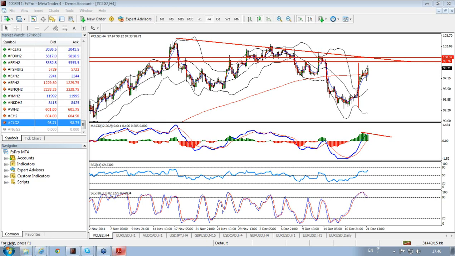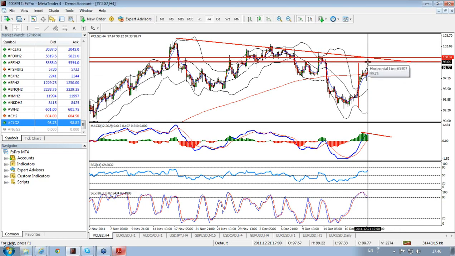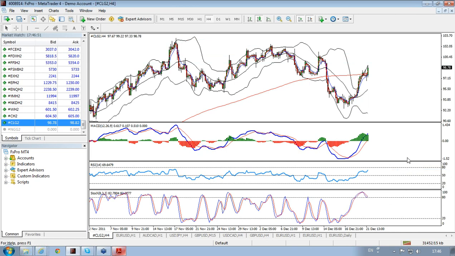Once again, friends, it's not exactly on the pip. Just an area. Okay? Just an area. That's how it works. Look for confirmations, get ready for attack. Make the money. It works.